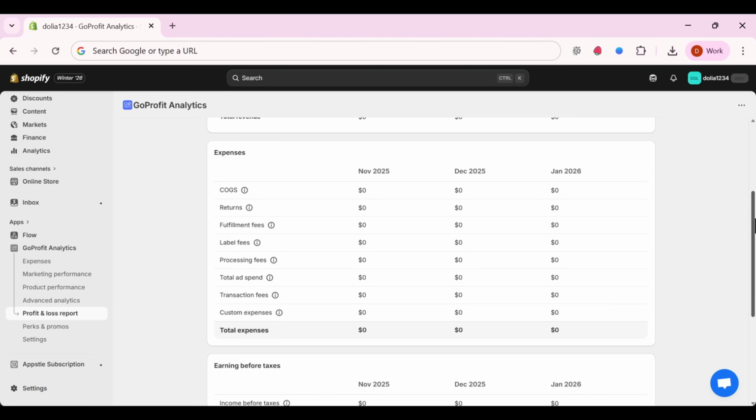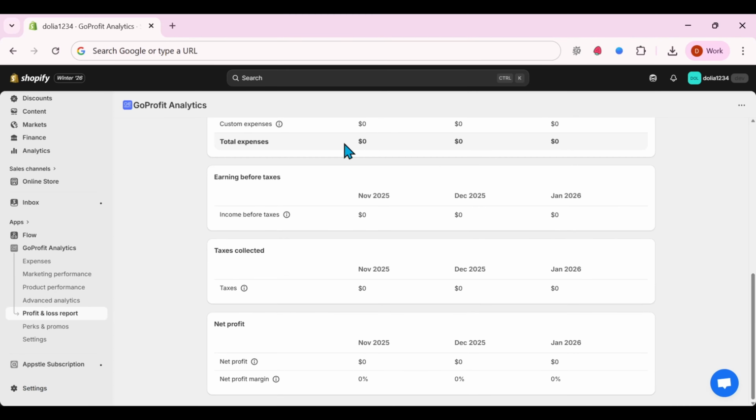The report also calculates earnings before taxes, so you can see your income before deductions. Under taxes collected, you'll find how much tax was recorded in each period.